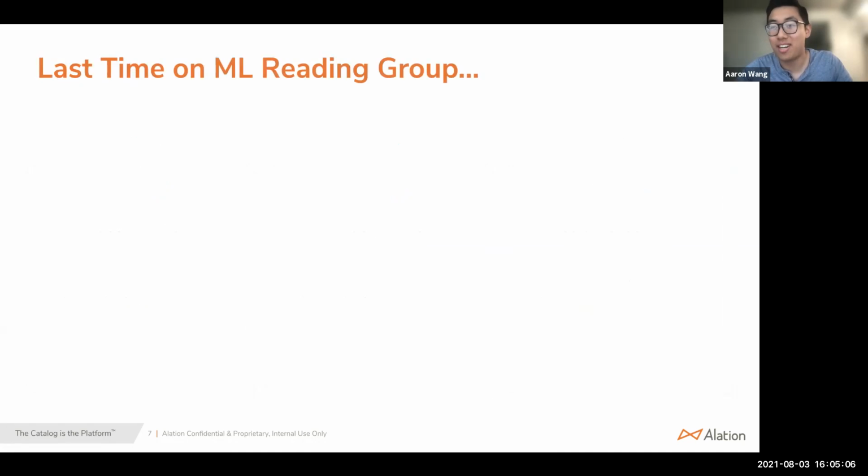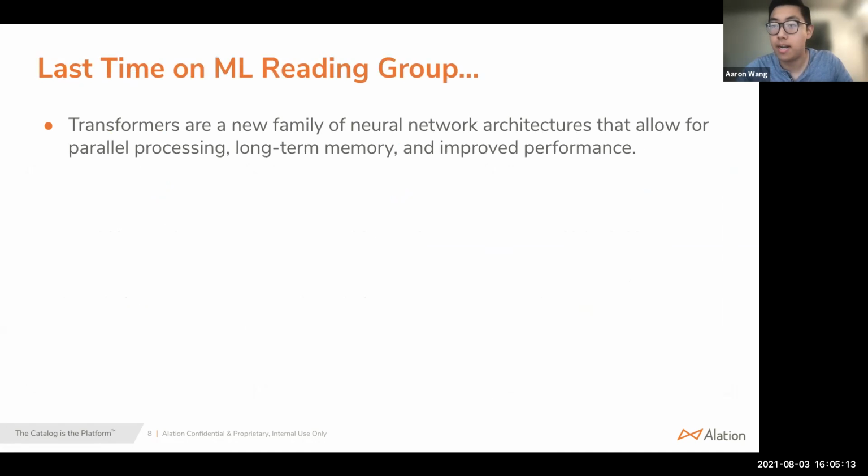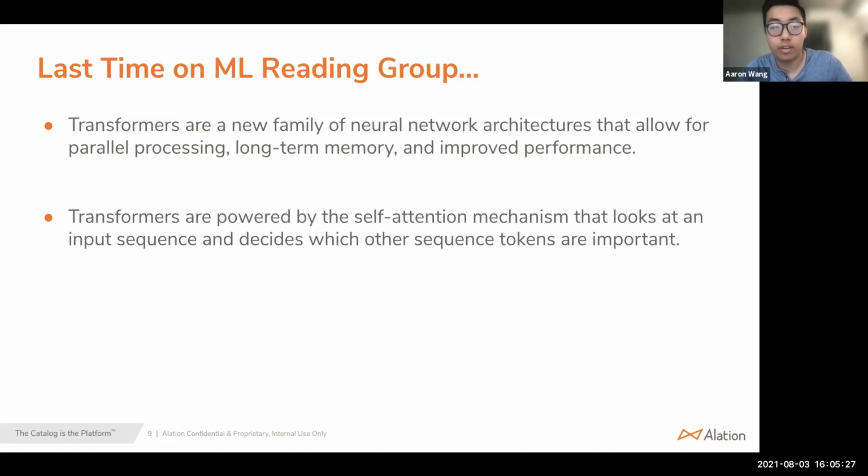So before we begin, I do want to start off with where we left off last time. Last time we talked about transformers, right, as this new architecture for neural networks that allowed for parallel processing, long-term memory, and improved performance for NLP tasks. It's powered by this idea of self-attention, right? So given some input sequence, for each token, you're looking at which other tokens are important for the meaning of this current token. Don't worry, we won't be going over that again.